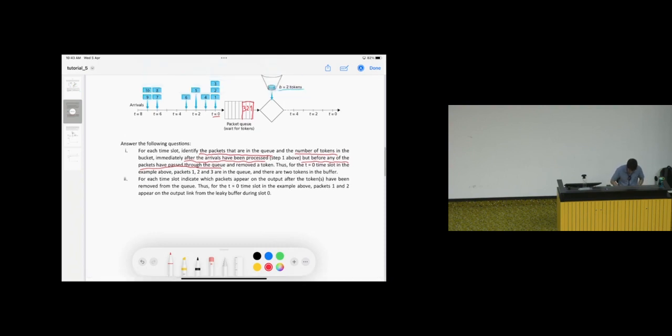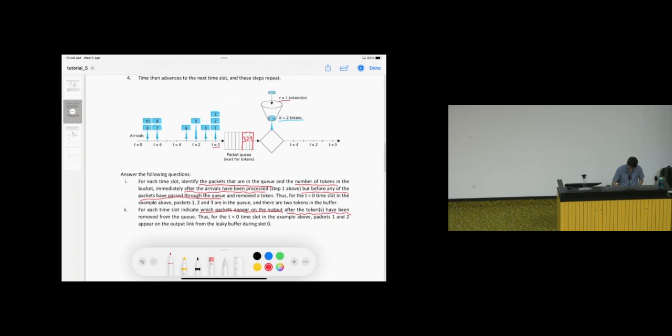Okay? And in the second question, for each time slot, indicate which packets appear on the output after the tokens have been removed from the queue. So which packets appear at the output, but this is after the tokens have been removed from the queue. Okay? So following the same example, because I have 2 tokens here, it's going to remove packets 1 and 2, and I'm going to have packets 1 and 2 in the output.